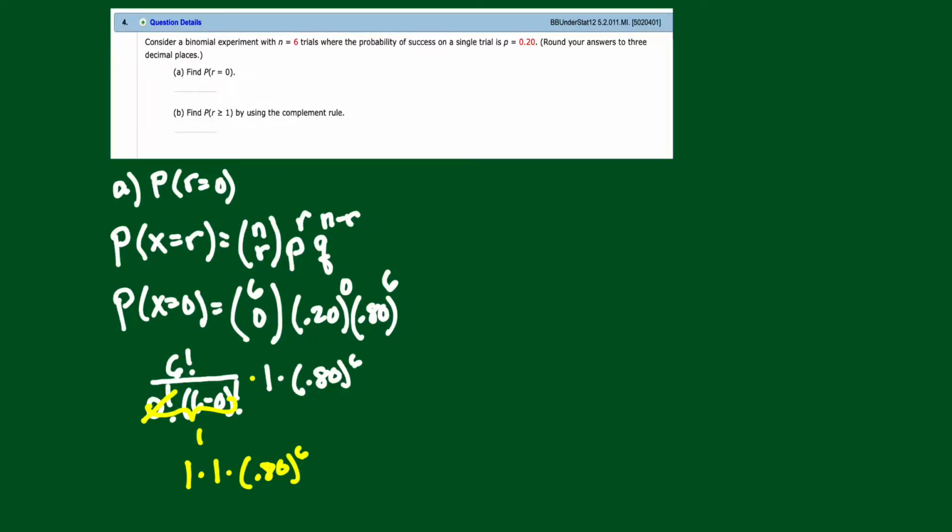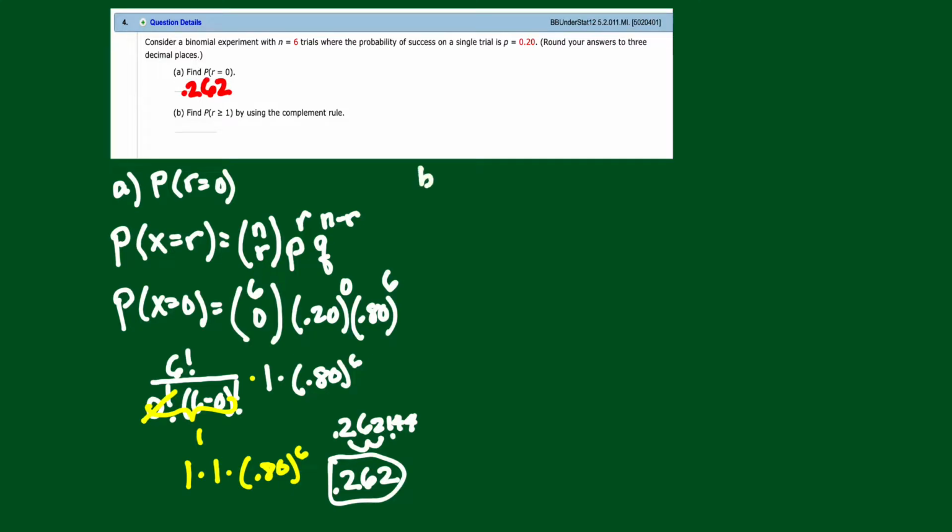I got this to be equal to 0.262144, but we want to round it to 3 decimal places. So 1, 2, 3. That digit is below a 5, so I'm going to claim this as 0.262. That's what I'm going with. And I guess we're supposed to write it up here at the top. In part A, 0.262.